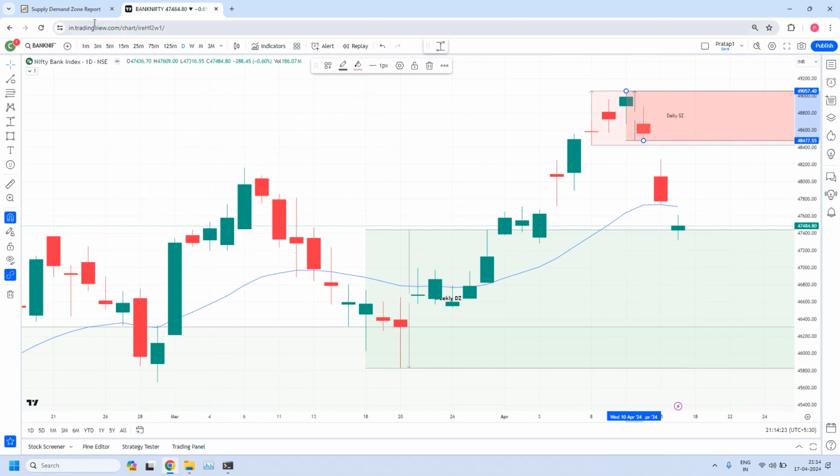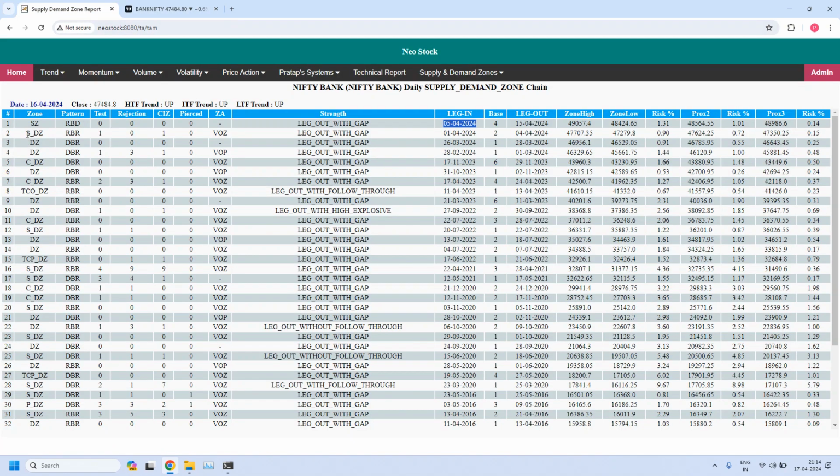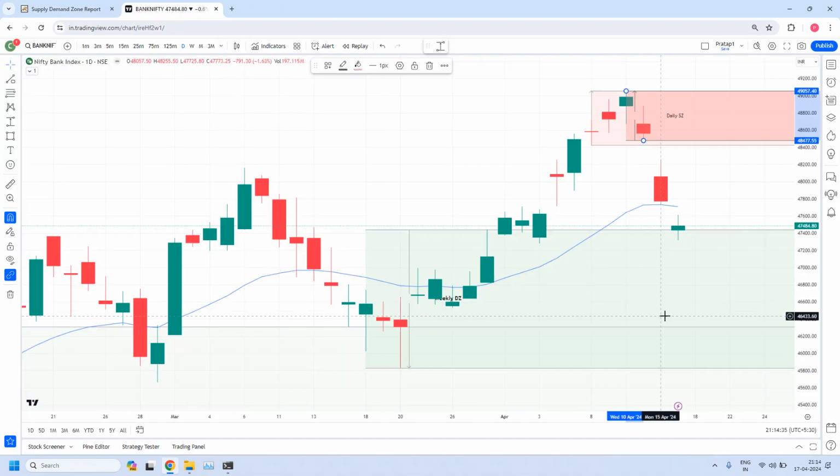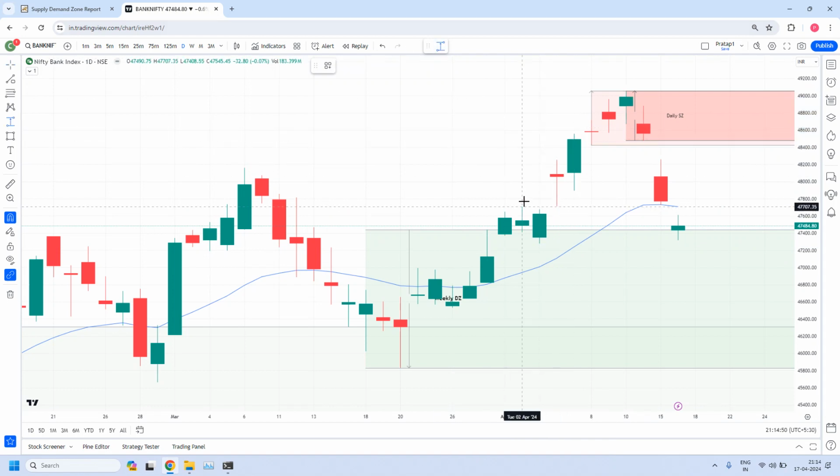And what about the daily demand zone? We have a high liquidity demand zone already tested once. That is 1-4-24, 2 base candles. If you add the hidden body, this is a rally candle, 2 base candles, and again a rally candle with hidden body. You need to add the hidden body. This is a rally candle, follow through candle. So actually this is a hidden zone. This hidden zone is having confluence with the weekly demand zone.